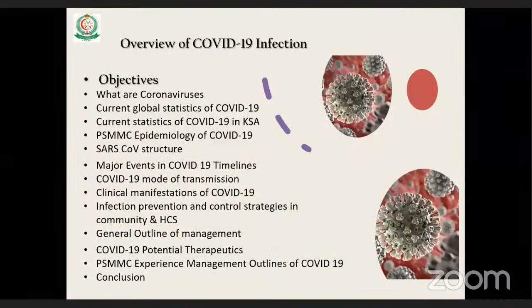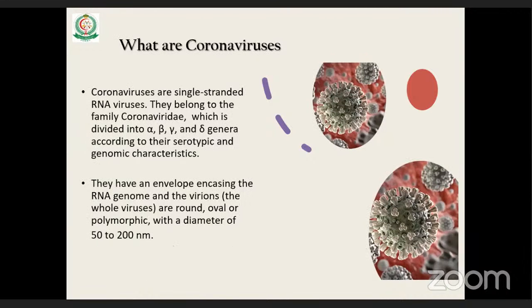these are the objectives that I will try to cover during my talk. As an introduction, I will just talk briefly about coronaviruses. Coronaviruses are single-stranded RNA viruses that belong to a family called Coronaviridae, which is subdivided further into 4 genera: alpha, beta, those both originate from bats, gamma originates from birds, and delta from pigs.